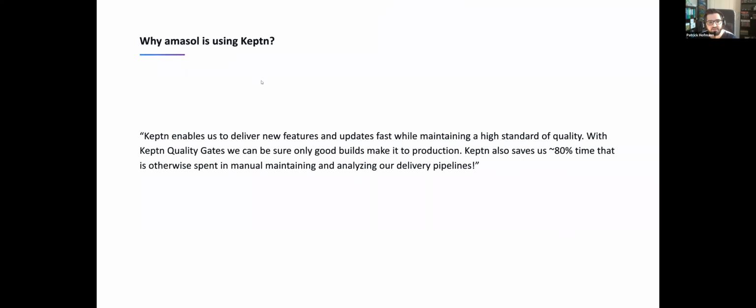Sure. Then let's start. So first, a short overview of why we utilize Keptn at amasol. I have a small quote here. Basically, why we started using it is because it really helps us and enables us to deliver new features and updates to our customers while still maintaining a high standard of quality. So keep that up for our customers. And what we use to do that is the Keptn Quality Gates, actually the feature we utilize here to make sure that only good builds make it into production. And actually Keptn also saved us a lot of time there. We estimate around 80%, because we don't need to build manual pipelines for all our deployments, and we can onboard new projects pretty easily without having to write new pipelines for every project we want to onboard here.